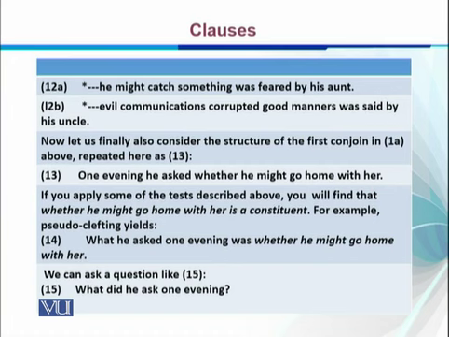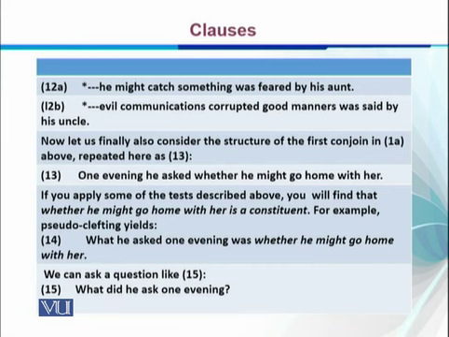So let's now finally consider the structure of the first conjoint in 1a above, repeated as 13. One evening he asked whether he might go home with her. If you apply some of the tests described above, pseudo clefting, pronominalization, passivization, etc., you'll find that whether he might go home with her is a constituent. For example, pseudo clefting: what he asked one evening was whether he might go home with her. So this tells us that whether he might go home with her is a constituent.